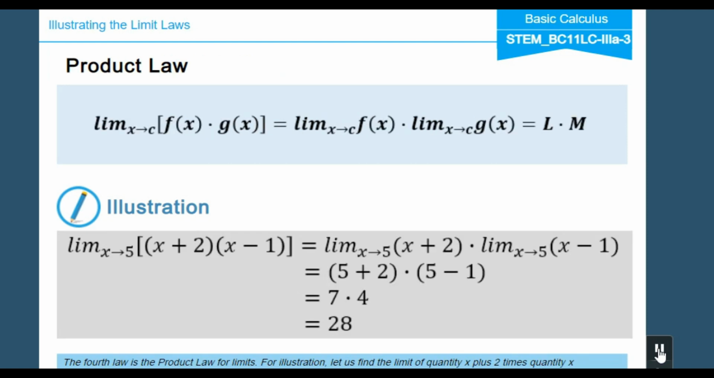The fourth law is the product law for limits. For illustration, let us find the limit of quantity x plus 2 times quantity x minus 1 as x approaches 5. The resulting limit is 28.